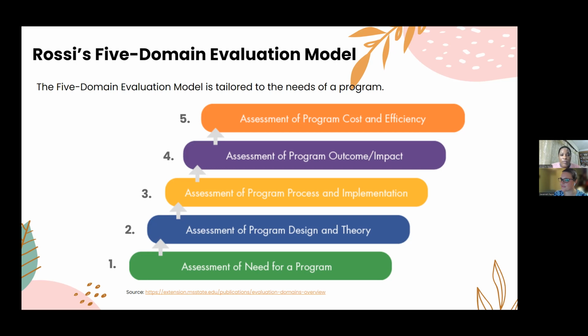Domain 4, assessment of program outcome and impact. This is where the evaluator will determine if there is an impact, if the impact has been met based on the target it was intended to meet. Domain 5 is assessment of program cost and efficiency. So this is where the evaluator will answer the question: is the program cost effective, and does the cost outweigh the benefits of the program?